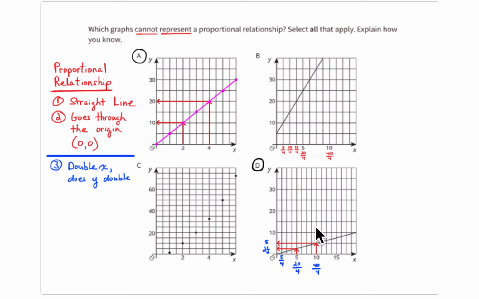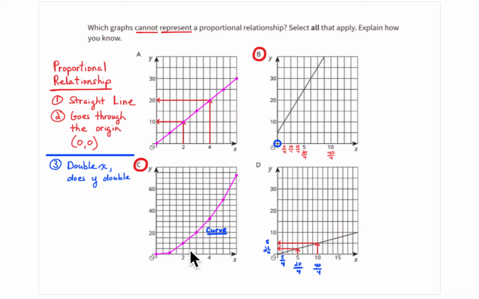So it looks like they are proportional, but the relationships that you can definitely say are not proportional are the relationships that do not go through the origin, a straight line that doesn't go through the origin, and also a curved line. So let's look at those 2 for a second. The answer to the question is really going to be B and C. B is a straight line, but it does not go through the origin.